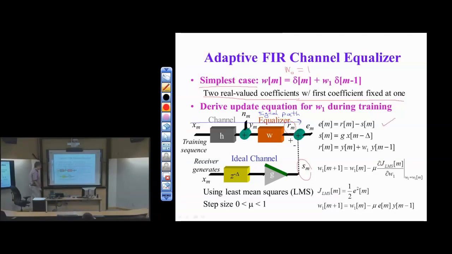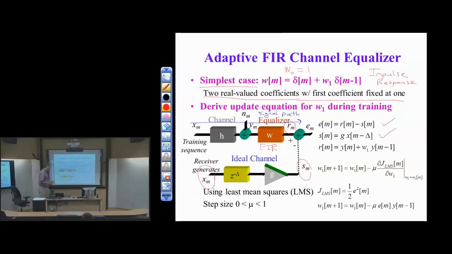What is S sub m? Well, S sub m is just the training sequence that I'm generating, delayed by delta samples, and scaled by G. So there that is. Let's now find out what R of m is. Well, R of m is just the output of the equalizer. Remember, the equalizer is FIR, 2 coefficients. So if this is the impulse response up here for the equalizer, the input-output relationship is simply that the output R of m is the input plus W1 times the previous input. Just an FIR filter with 2 taps.